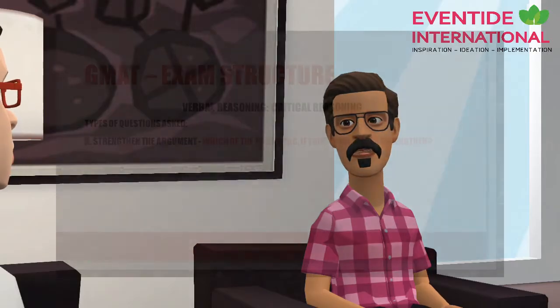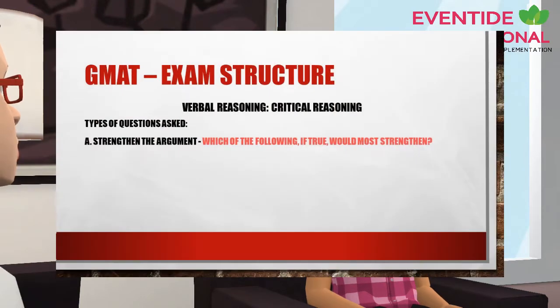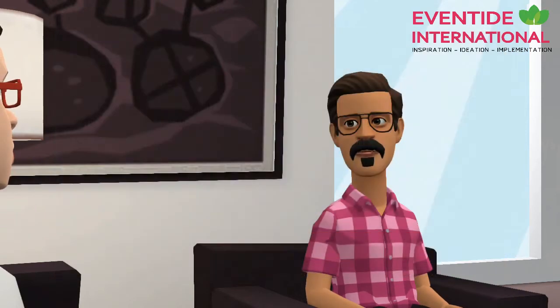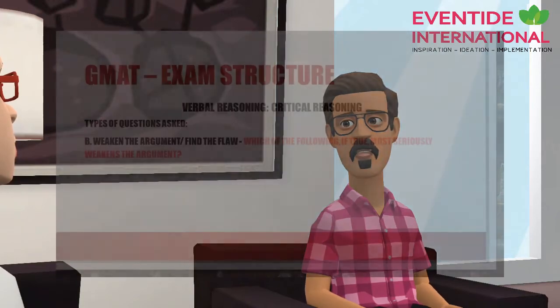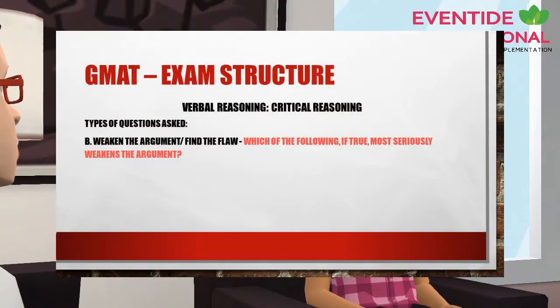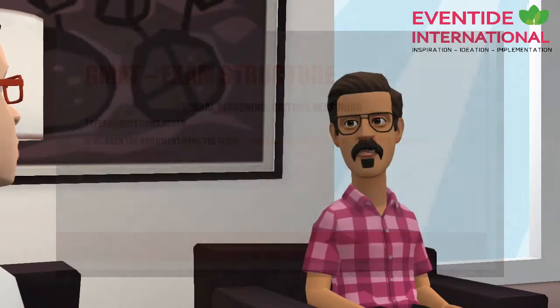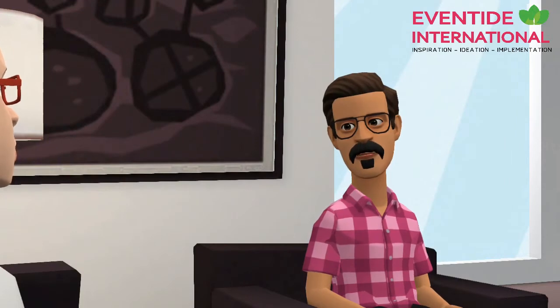The first type of question that you may face in your exam is the strengthening of the argument type questions. Here you will be provided with 5 options, and you will have to select the correct option which strengthens the argument. The second type of question is just the opposite. It's called weakening the argument type questions. The same applies here. You will be provided with 5 different options, and you will have to select the correct option that weakens the argument.